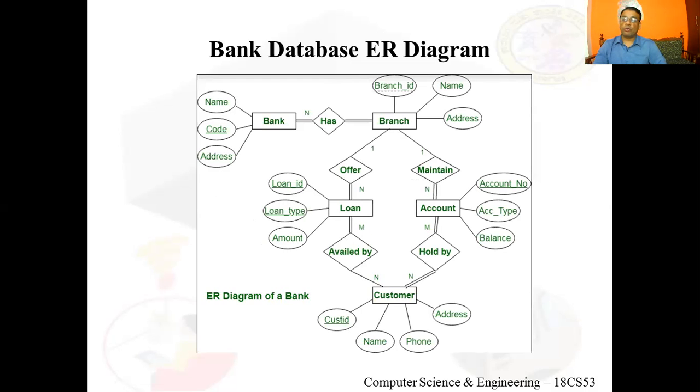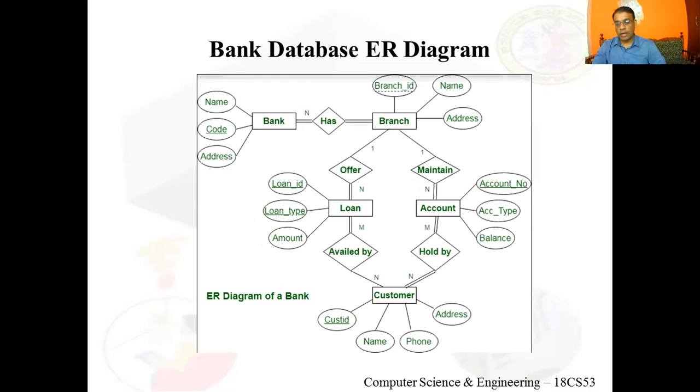Now we'll look into one more ER diagram, the bank database. Requirement, you can assume your own requirement. A bank will have many branches. Branch will provide loans. Branch will have accounts. Customer holds an account in a bank. So these are the things. Attributes you can assume on your own.